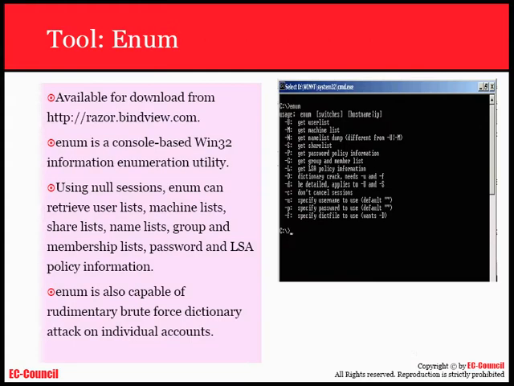Another tool I could use is called Enum. It's available for download. Anybody can have it. It's just a console-based Win32 application, and its sole purpose is to enumerate a network. What it does is use null sessions, and it retrieves all the user lists, the machine list, and so on. In other words, all the information I need to start trying to compromise those accounts. It's also capable of doing a very rudimentary brute force dictionary style of attack on individual accounts.